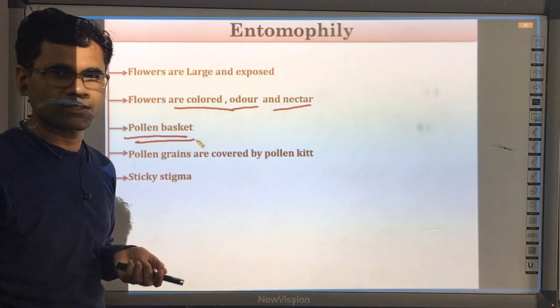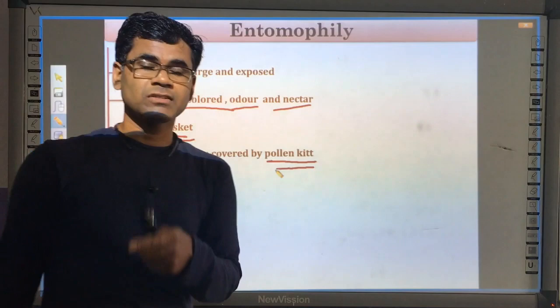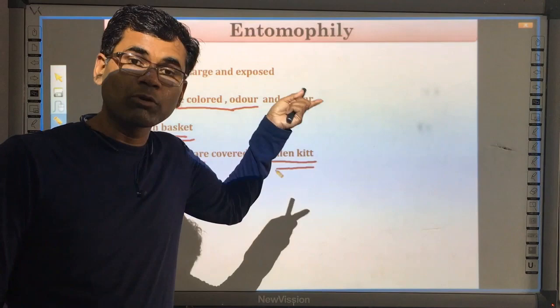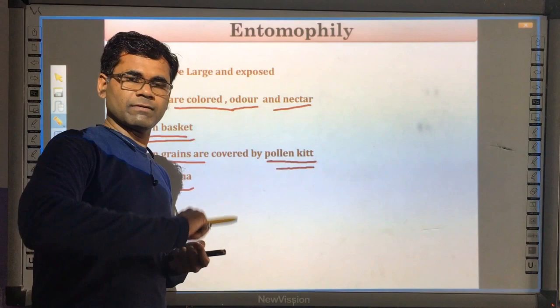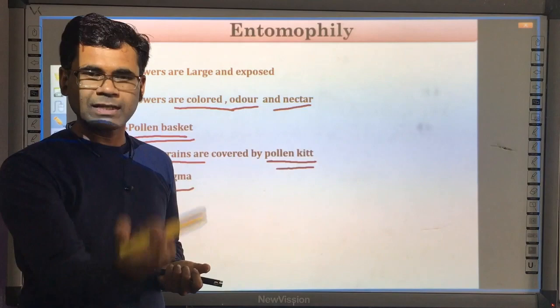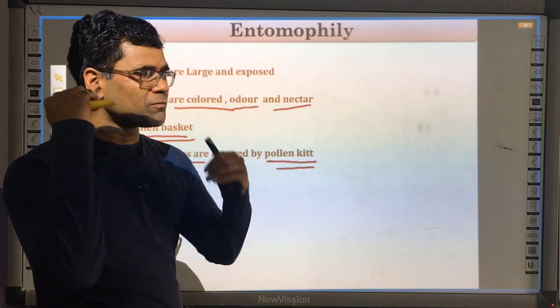And here, for more adaptation, pollen grains are covered with pollen kit. The pollen grain should be sticky, otherwise it will not stick to the body of insects. In anemophily, the pollen grain should be dry. Here the pollen grain should be sticky. And here the stigma should also be sticky, because once the insect brings the pollen grain, it should stick to the stigma, and only then can pollination followed by fertilization take place. So there are some very important adaptations possessed by entomophilous flowers.